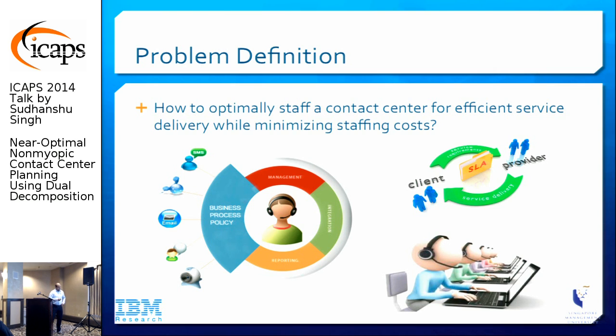So the problem here is that, I'm sure you all have sometimes contacted an organization for some sort of issues with the products or services that you are getting. So the problem that we are working on is on staffing a contact center optimally for efficient service delivery. So this is a contact center here, and there are several ways in which a customer can interact with the contact center. So a customer can just call them up. You can send an SMS, you can send an email, you can send paper mail, or you can chat with them. So there are these different media.